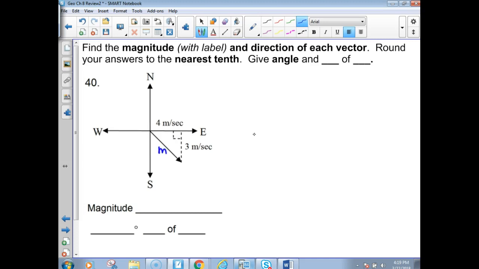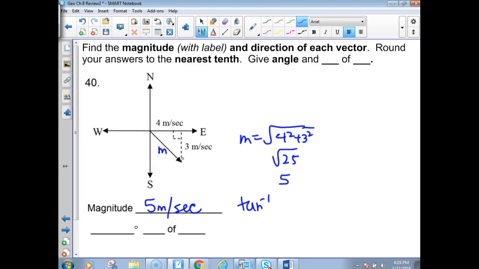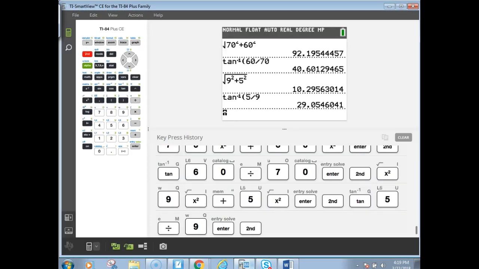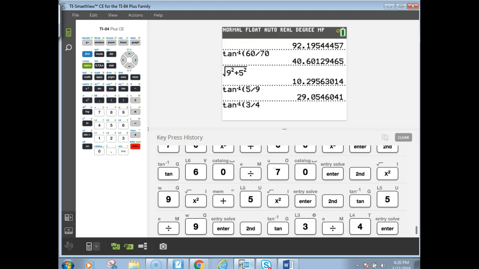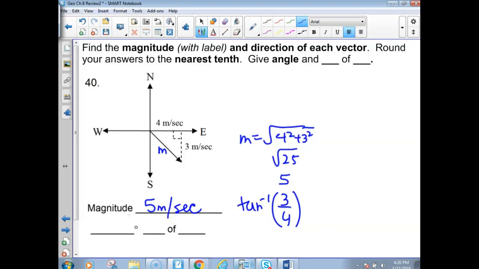40, more of these. The magnitude will be the square root of 4 squared plus 3 squared. That gives you the square root of 25, so the magnitude is 5, so it's 5 meters per second. Find the angle, second tangent of the change in y, which would be 3, over change in x, 4. That's going to be 36.9 degrees, opening towards the south from the east, so it is 36.9 degrees south of the east.